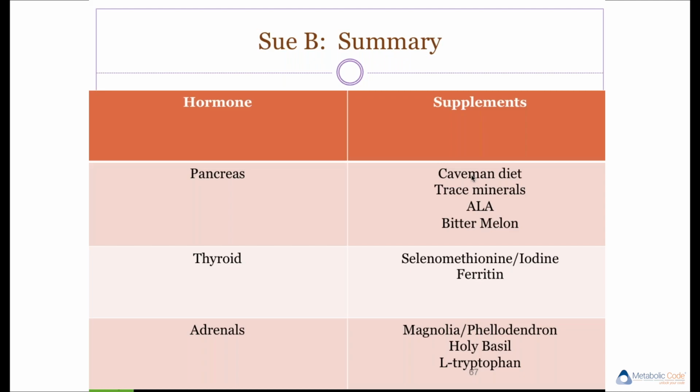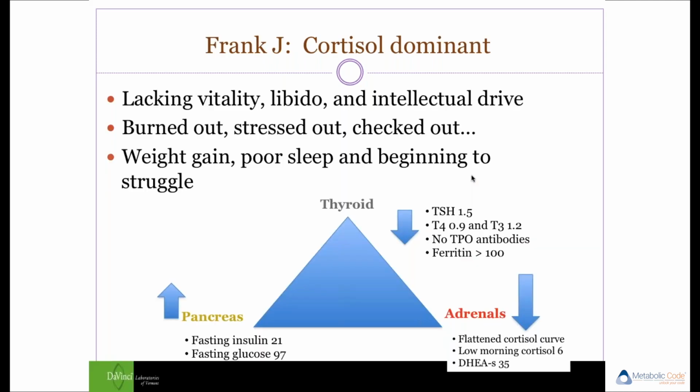So what are we going to do for SUB? Well, let's get the carbs out of the diet, replace trace minerals and vitamins. Because our insulin levels were so high, consider alpha-lipoic and maybe even bitter melon or another botanical of your choice. For the thyroid, some selenium, methionine, and iodine, as well as some ferritin support to create efficiencies there. And then to help to control our stress, magnolia and phellodendron, holy basil, tryptophan. You could even consider some L-theanine too.